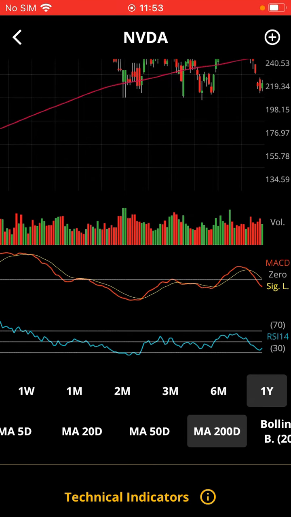And if we have a look at the RSI graph at the bottom there with the blue line, we can see that the RSI of the stock has come very close to the levels of 30, which indicates that the stock is almost oversold right now.